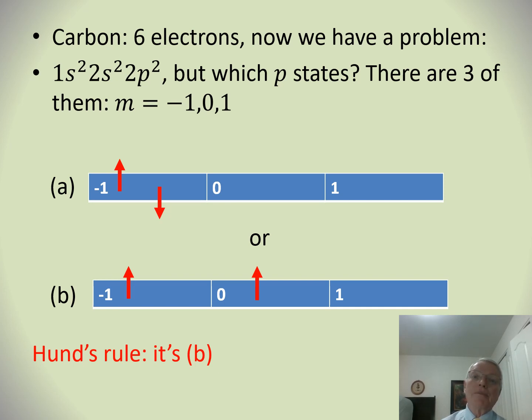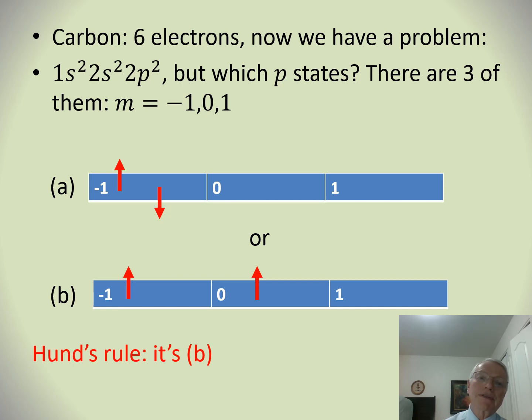If you come up to carbon, now we have a new problem. Carbon should be 1s2, 2s2, 2p2, but which of the p states does this go into? Because there are 3 of them. There's m equals -1, there's 0, and there's 1. So there's 2 ways you could do this.